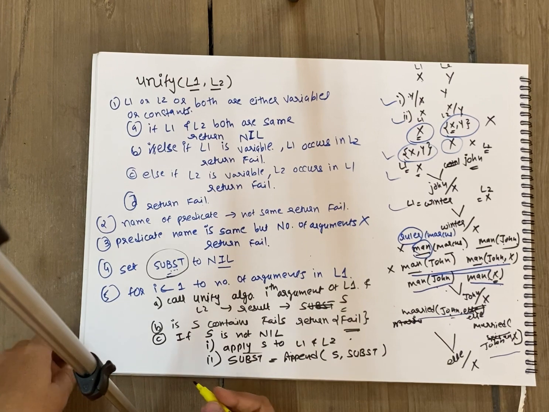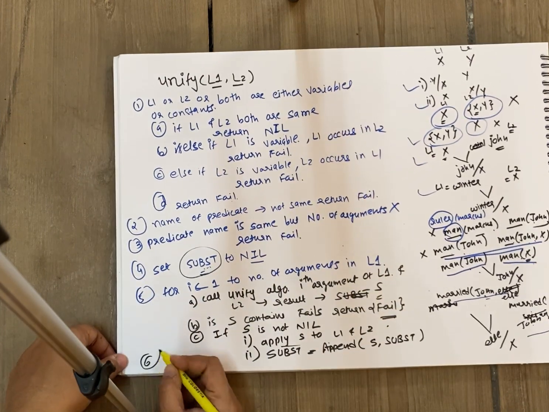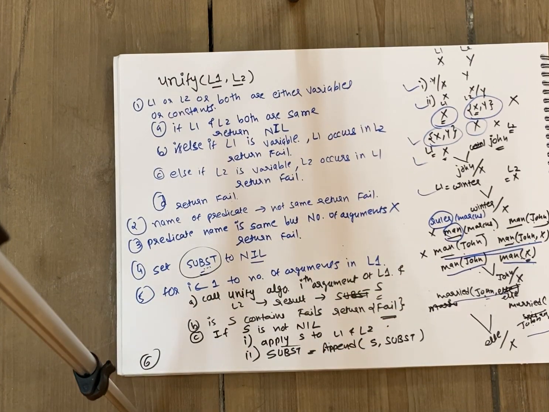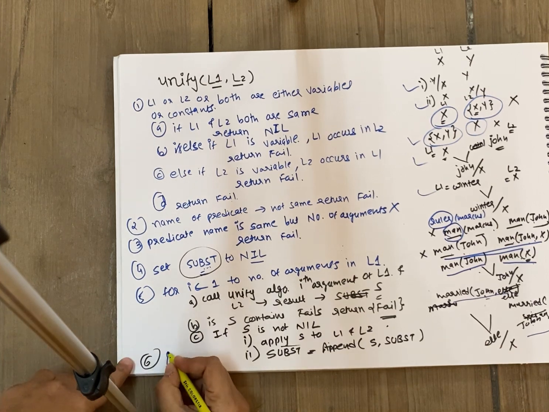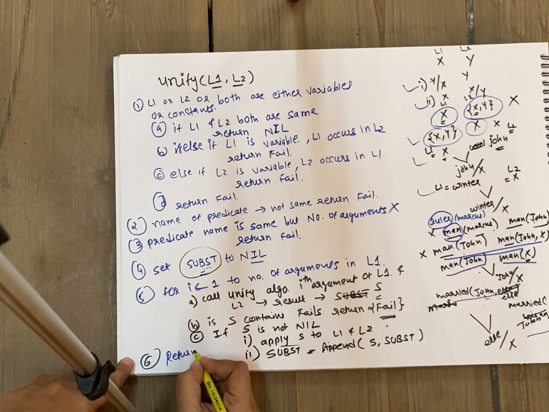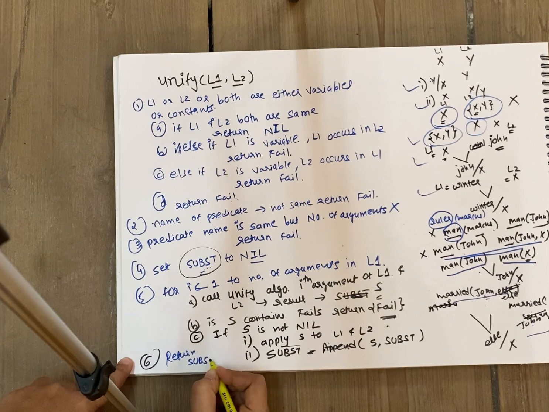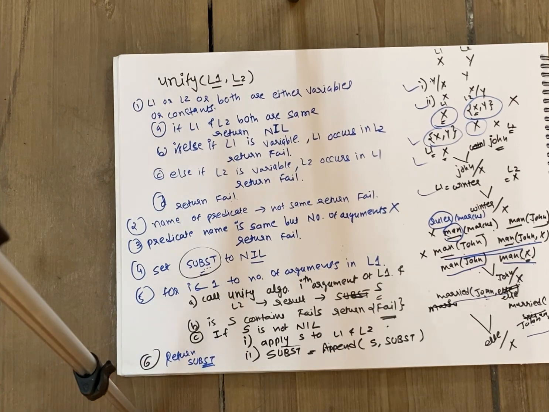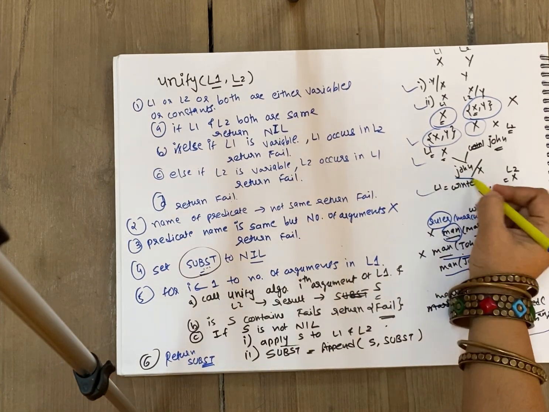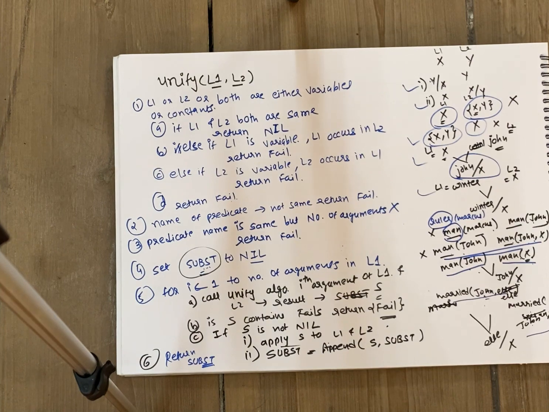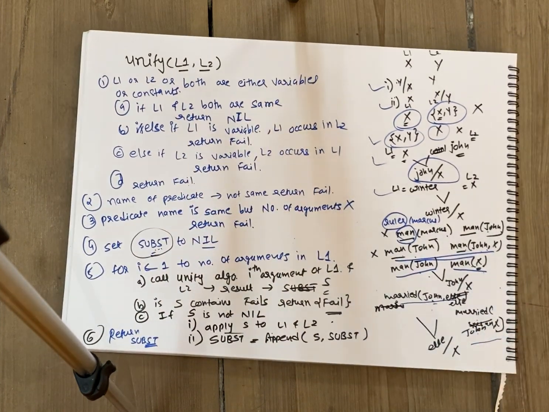So the last step that we are going to perform over here, the sixth step, is return subset. So what will this subset contain? Subset will contain all these kinds of replacements that you have to make to make our predicates unifiable. Are you getting this? As we discuss the algorithm, it will be more clear.